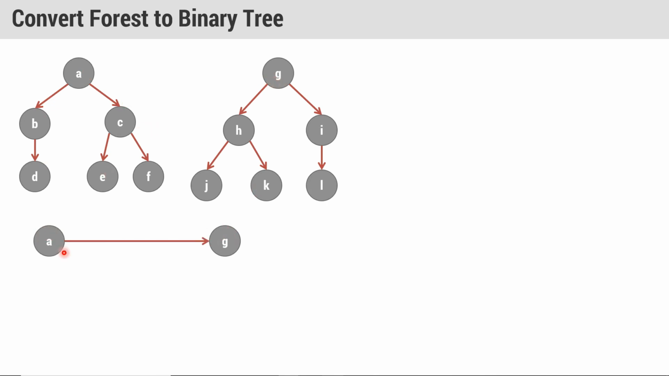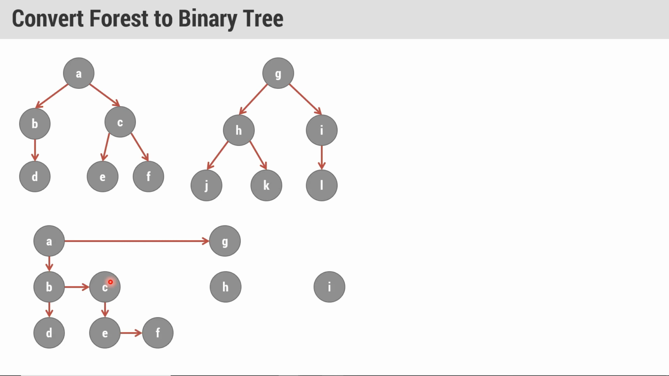Then we have to connect this A with G, right? Then A has two children B and C, so we have to put these on the next level, right? Then we have to connect A with B and B with C, because we have to put all these nodes level wise. Now B has one node, that is D, so we connect B with D. Then C has two nodes, that is E and F. So we connect C with E and E with F.